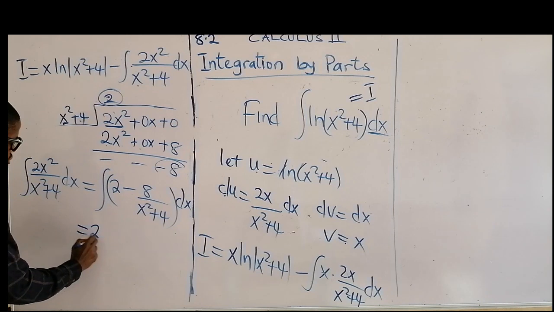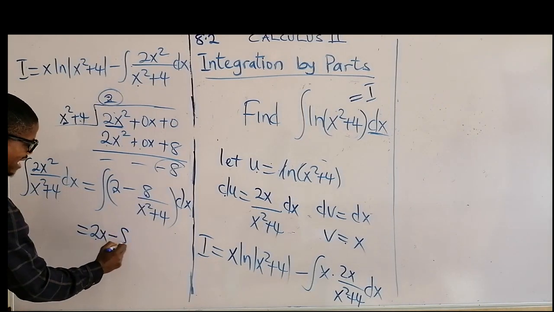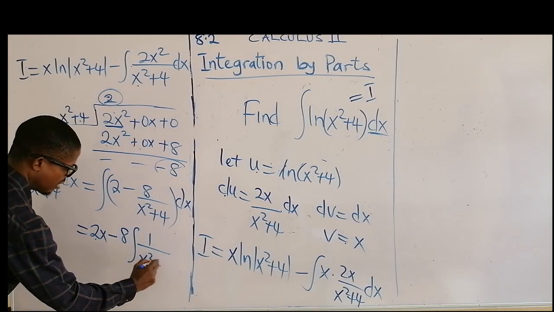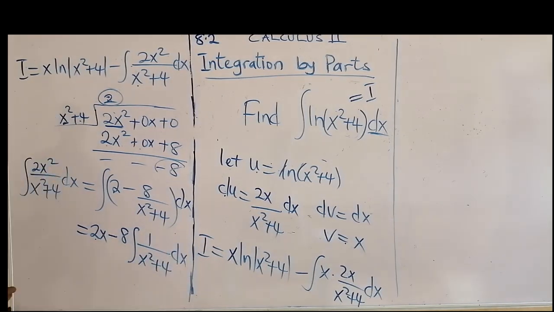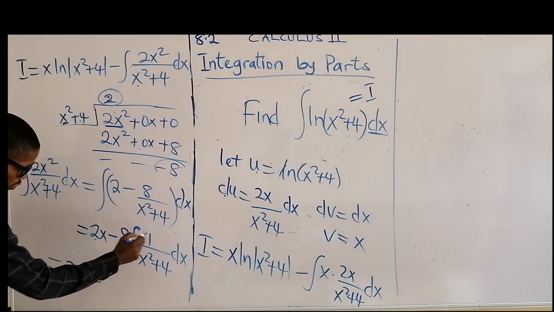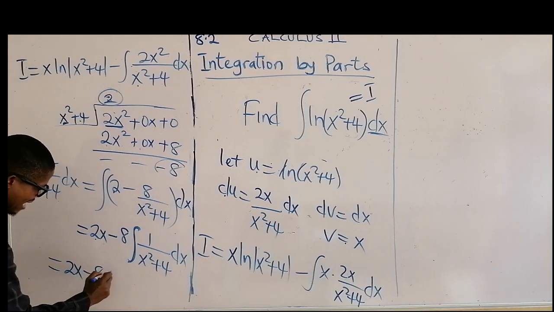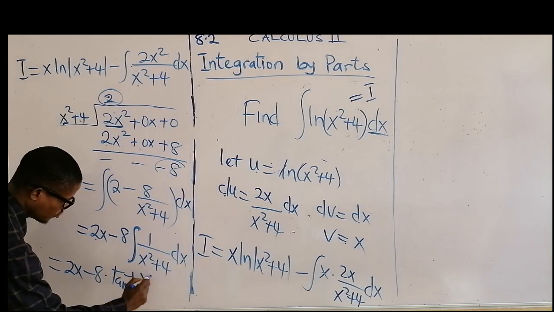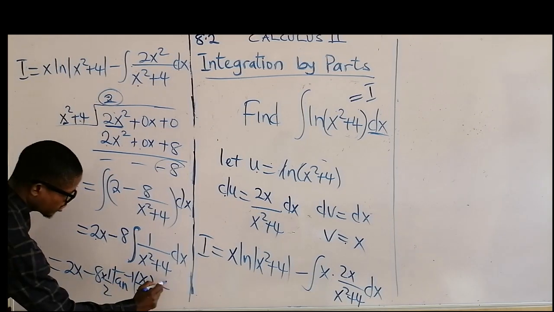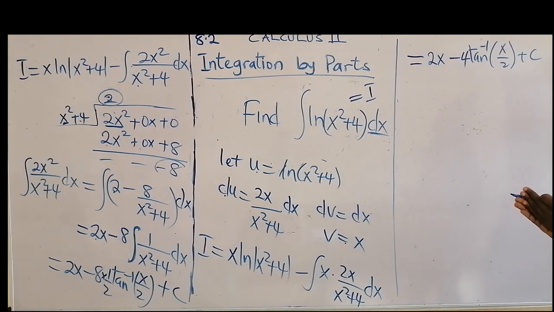Integral of 2, that's a 2x. Integral of this one, I can take the 8 outside the integration, then I have what? 1 over x squared plus 4 dx. Okay, and this one will now give me 2x minus 8. Integral of 1 over x squared plus 4 is tan inverse of x over 2. Okay, and don't forget times what? 1 over 2. This times 1 over 2 plus c. So I can bring all my answer together.